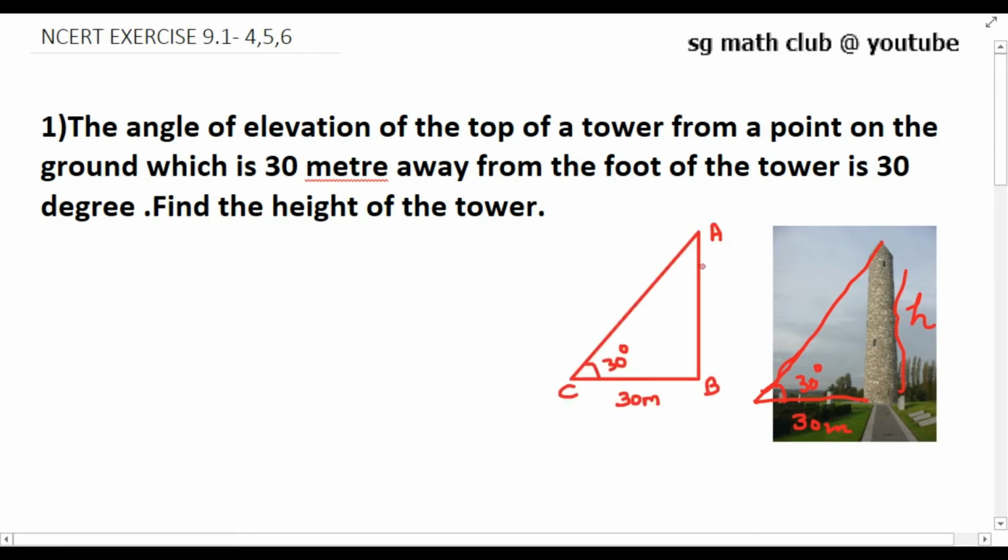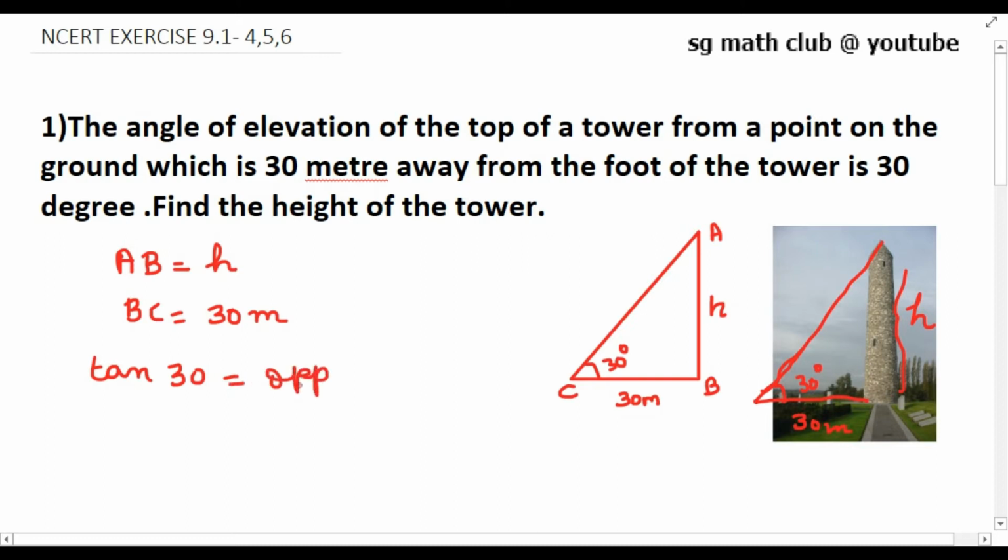So we have drawn the right angle triangle ABC. Let AB be the height of the tower that we need to find out. Let it be h, and BC be the distance from the foot of the tower, which is already given as 30 meter. Now we need to find the height h or the length of AB. For that I am going to use tan 30 because we need the opposite side, and the adjacent side is already given. So I am writing tan 30.